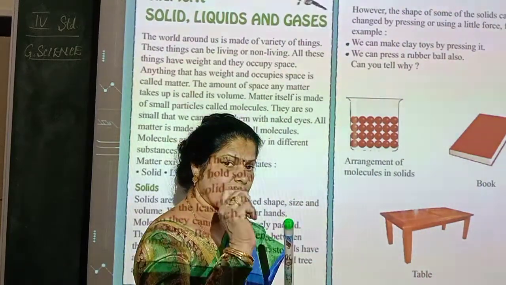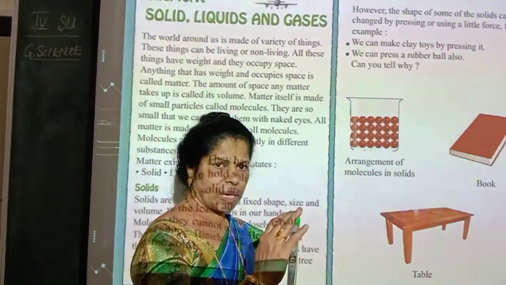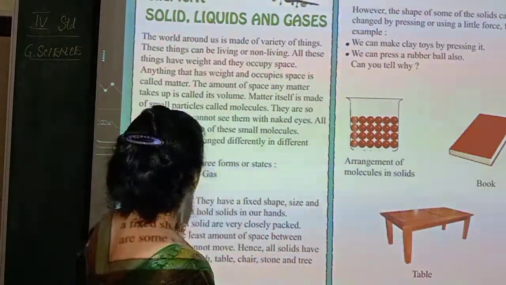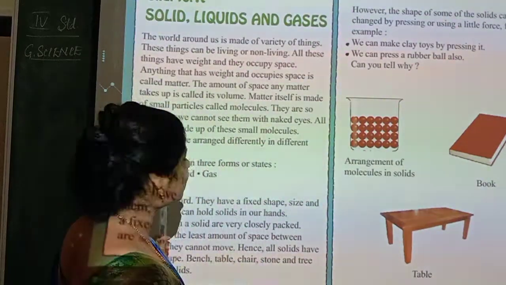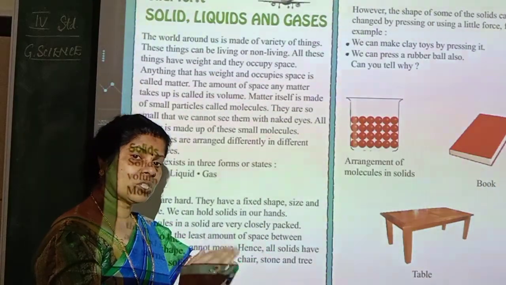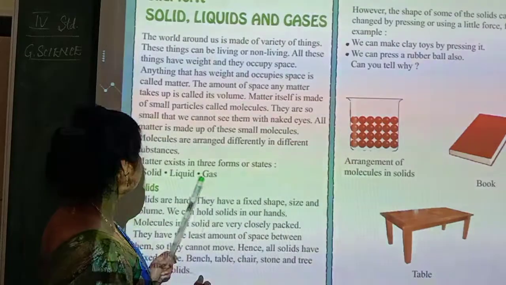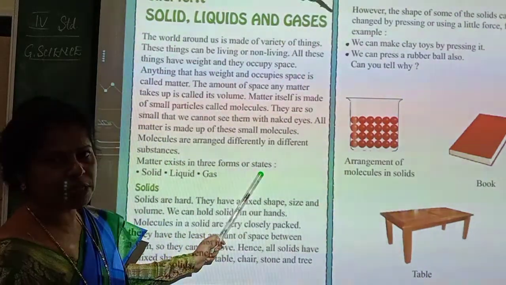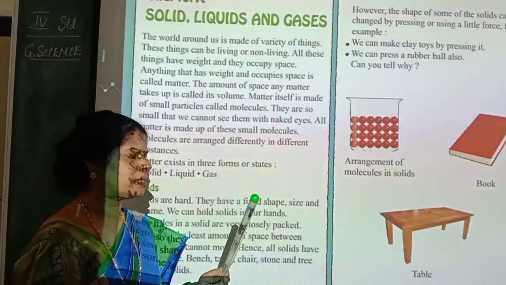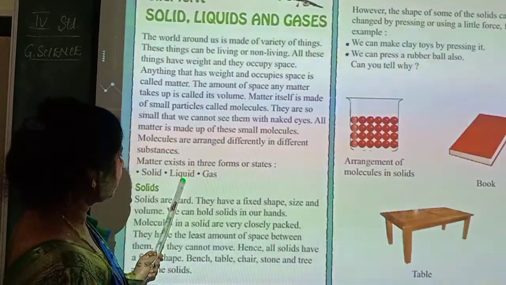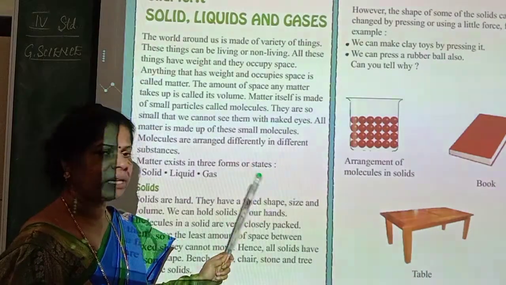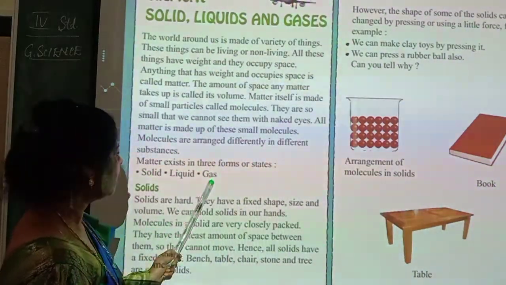Molecules mean the small particles which the material is made up of. Okay, this material is made up of those small particles. Those small particles are called molecules. So, molecules are arranged differently in different substances. In liquid it will be one form, in gaseous state it will be one form, in solid state it will be a different form. So, matter exists in three states. Totally how many states is it occurring in? It is occurring in three states: solid, liquid and gas.